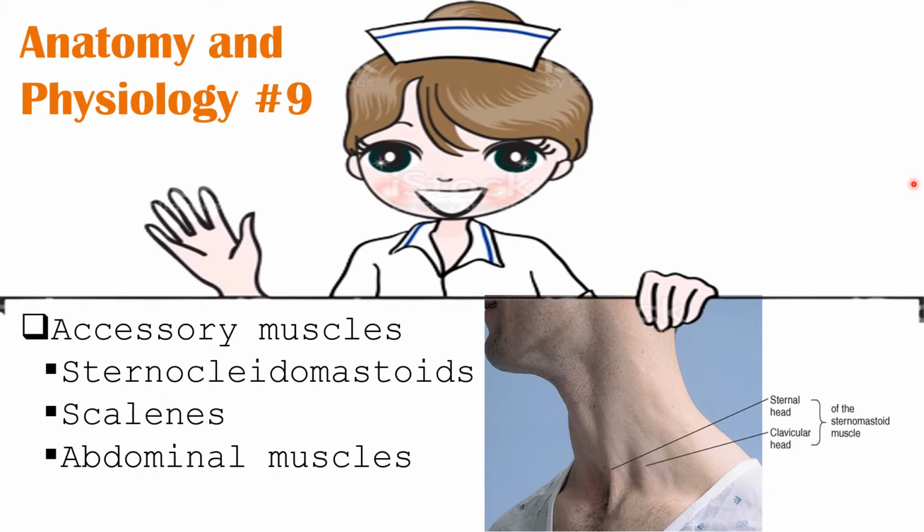During exercise and in certain diseases or conditions wherein extra work is required to breathe, the following accessory muscles join in the inspiratory effort. So those are the sternocleidomastoids here. Okay, we have the scalenes and the abdominal muscles. So these muscles become visible, no, kapag merong labored breathing. So the following muscles assist in expiration.